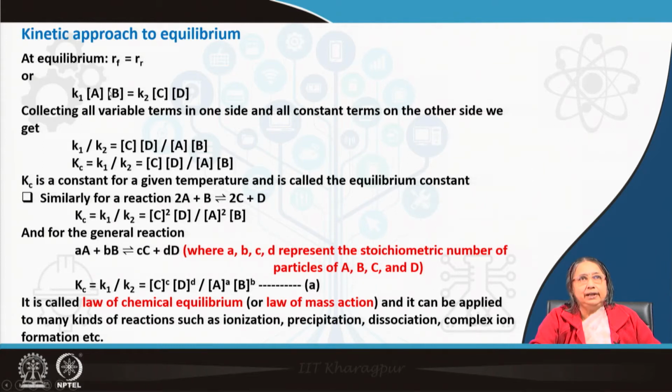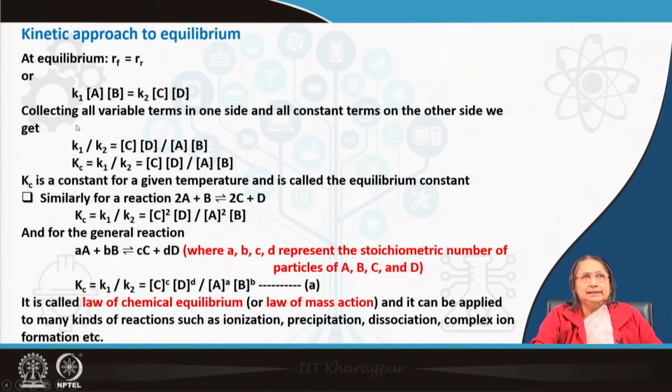Then K1 into concentration of A into concentration of B is the same as K2 into concentration of C into concentration of D. Always remember that the rate constant is always represented as small k, and the equilibrium constant we always represent by capital K. In many books I have seen that they are confused, and sometimes for the rate constant also they use the capital K, but this is not okay.